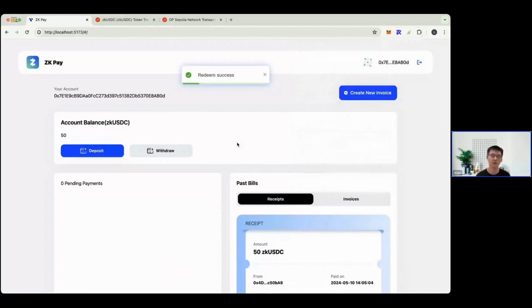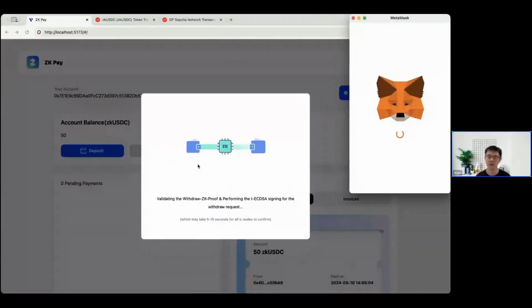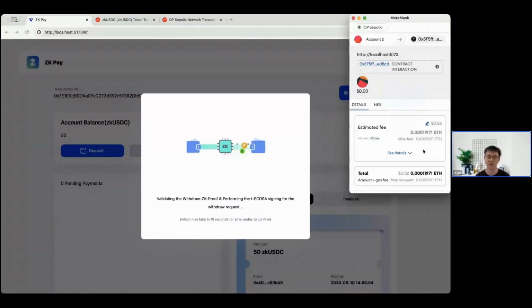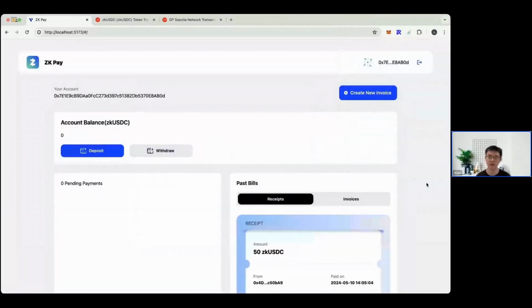So they now have 80 USDC on the mainnet, and now they want to withdraw. I'll accelerate this a little bit. This will be further improved with our algorithm to make it faster. What is happening right now is account 2 is withdrawing the 50 USDC from the zk payment layer to the Ethereum mainnet. Once that happens, you will be able to see that they have a balance of 130 USDC in their wallet.